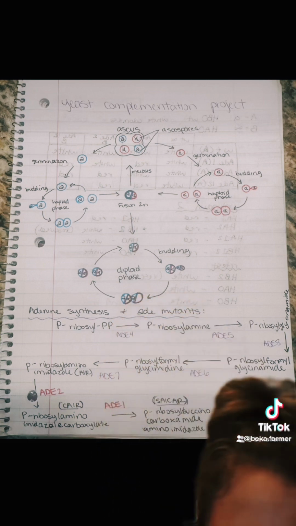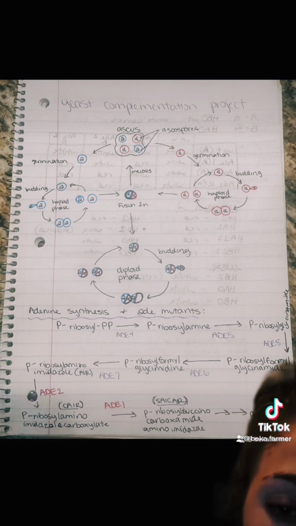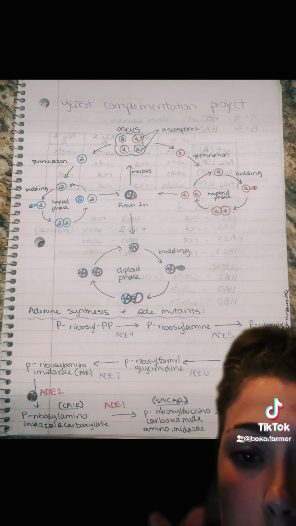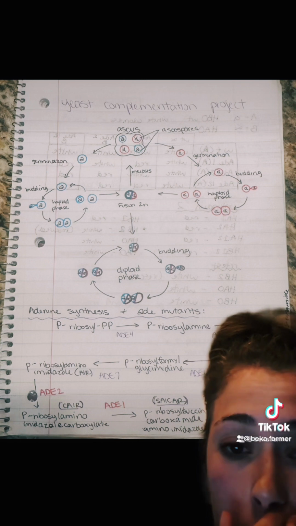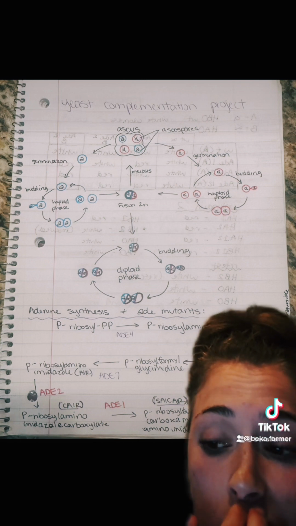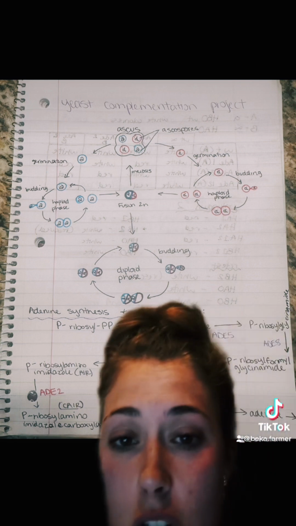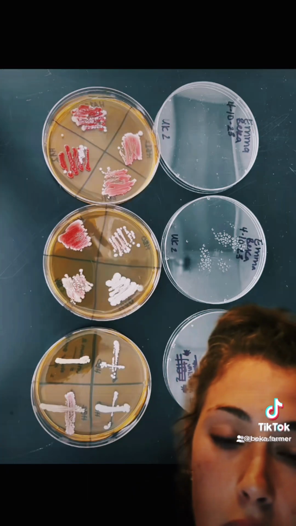So we look at this pathway, and if there's a mutation to ADE1, which is highlighted in red, or ADE2, the mutation will lead to an accumulation of the red pigment, as we can see here.